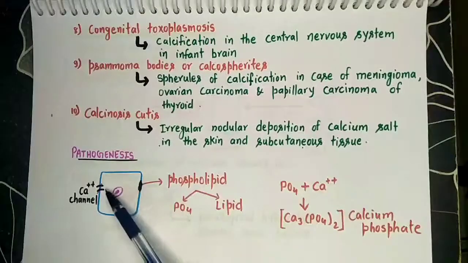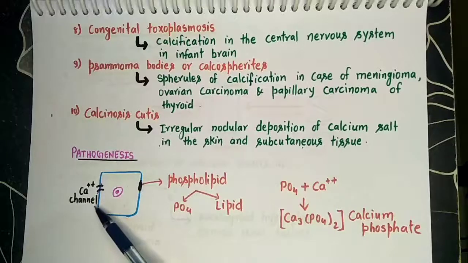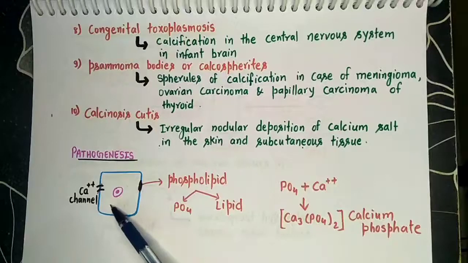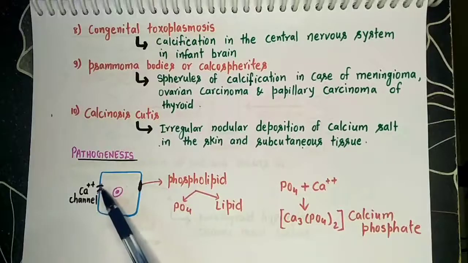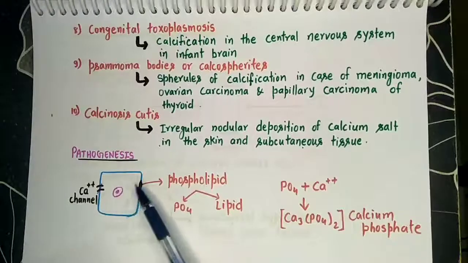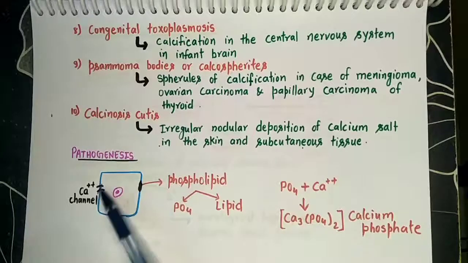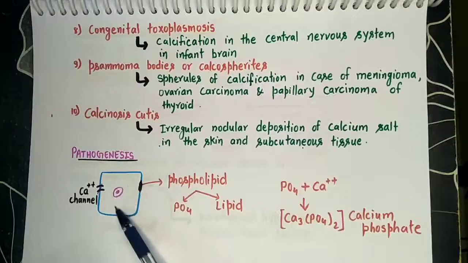And we also know that in the membrane of the cell there is a calcium channel pump which helps to remove excess calcium from the cell, because free calcium inside the cell causes damage to the cell, so it must be removed out of the cell. For that, the calcium channel pump is provided. But in case of cell injury, the cell membrane gets damaged and this pump gets blocked, due to which calcium starts accumulating inside the cell.